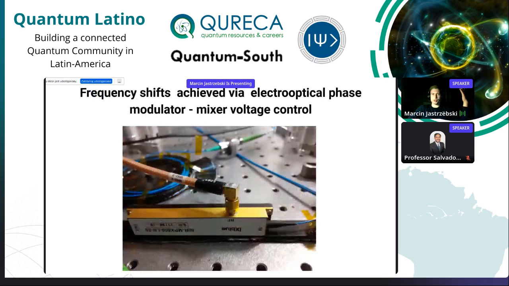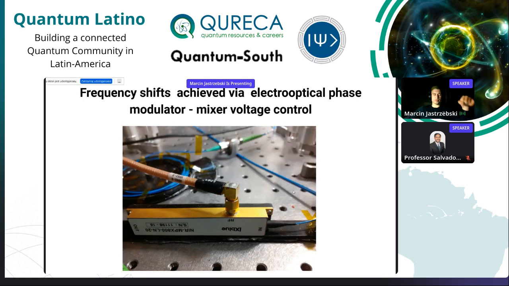So to achieve frequency shifts, we use an electro-optical phase modulator. That's this box here in the lab. And here you can see this is the input, so it's a fiber, and the light comes in here. And there is output, so the light comes out here also with a fiber. And there you can see the RF symbol, and its radio frequency. And for us, it's 15 gigahertz.